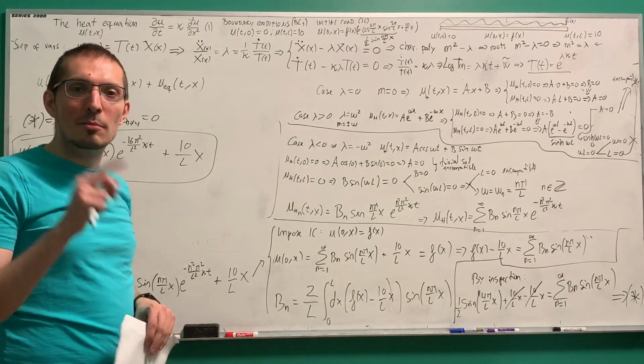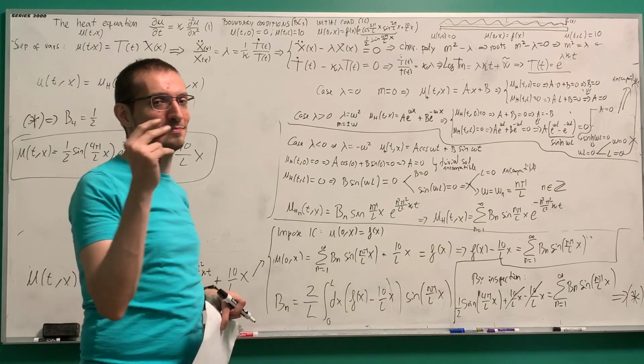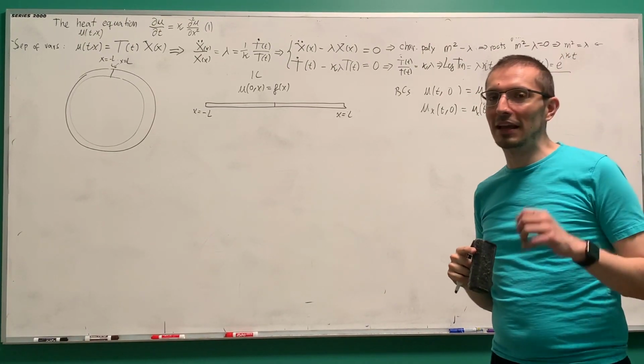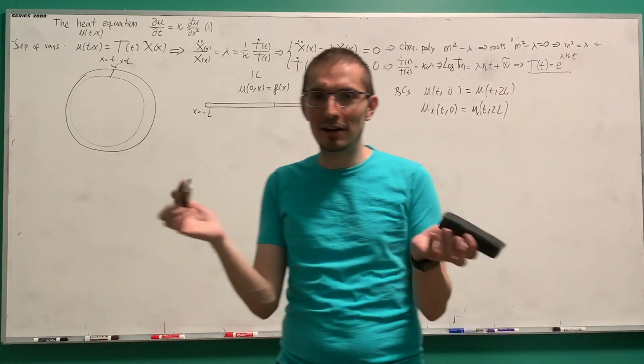All right, let's see one more example and we're done with this equation, at least for now. Let's do a more complicated example. This is as complicated as it gets. We're going to see the example of what happens when I get a bar that has some temperature.